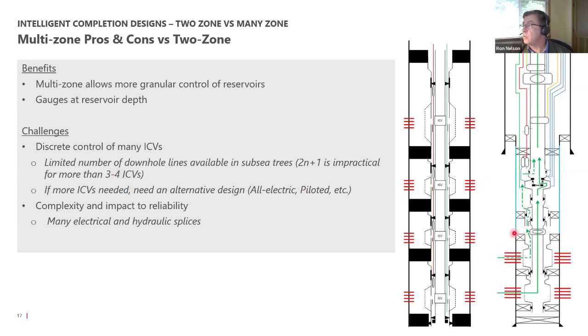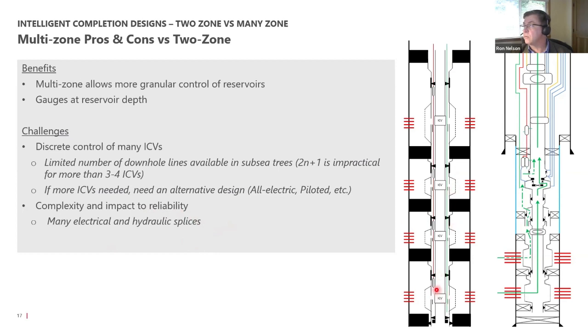The challenge of this type of completion, one of the biggest ones, is how you control this many ICVs. On subsea completions, we're limited on the number of lines we can run through the tree system, and even having all those lines on the production tubing is impractical. So you're forced into an alternative design like an all electric or piloted or some of the ones we were just touching on. And again, field proven technology is what we're always striving for in deep water, and all those technologies are not yet field proven. And there's a lot of complexity here.